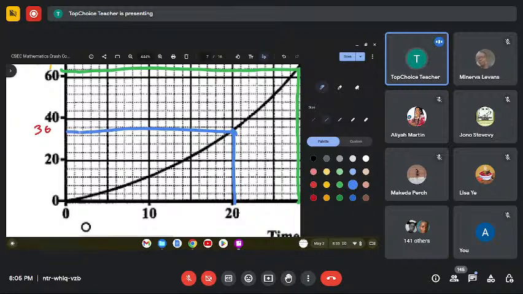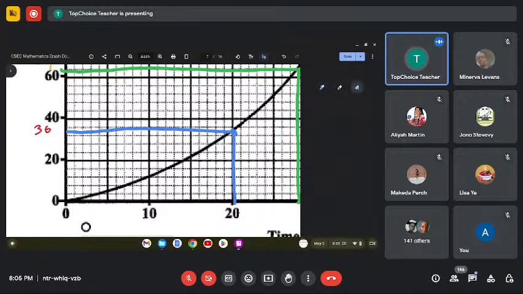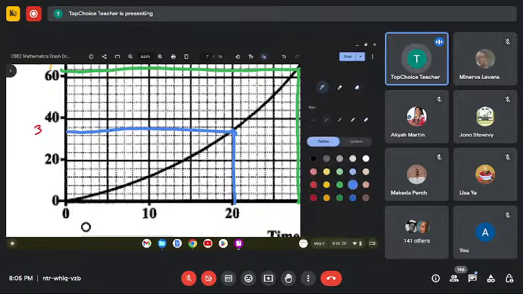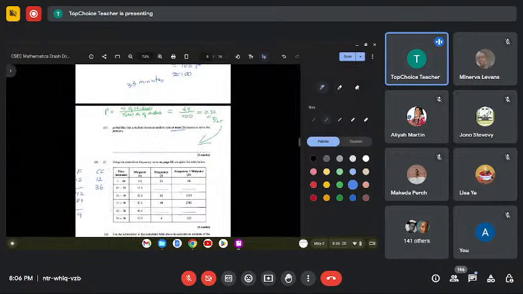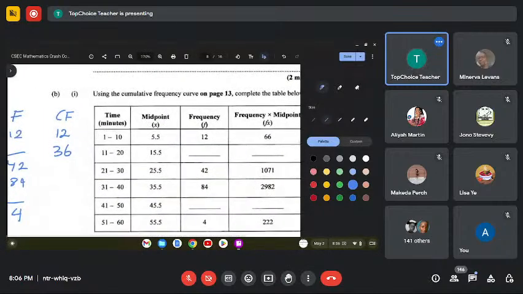It will probably be around 32, 3, 4, 5, 6, 7, 8, 9, 10, 34. It will be in the middle. So this will be 34 actually. I hope you all could see. When you all do it properly, you will see that's 34. So this is actually 34.